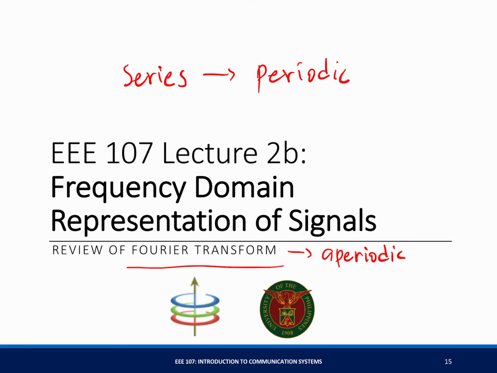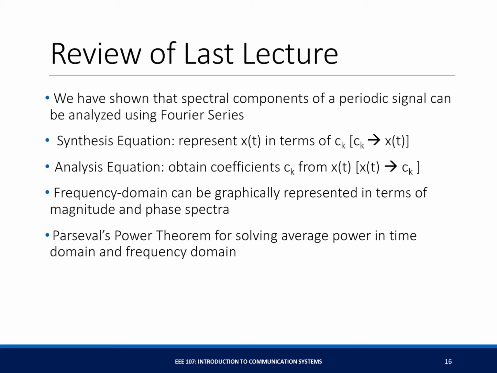I can think of aperiodic signals as a periodic signal whose fundamental period T approaches infinity, or whose fundamental frequency approaches 0. Okay, so the aperiodic signal is just a generalization of your periodic signal, where your fundamental period approaches infinity. So what will be the implications of that?